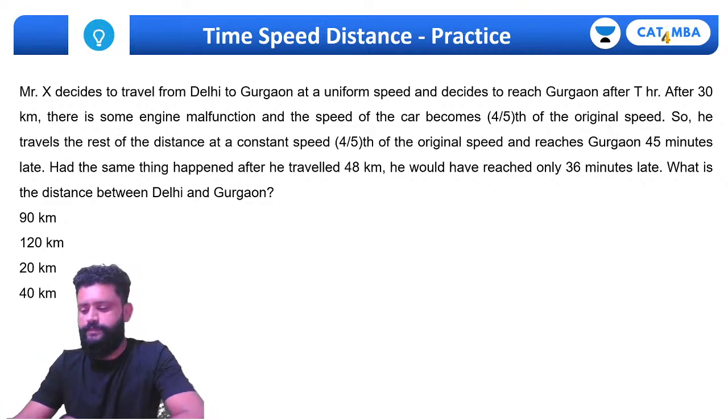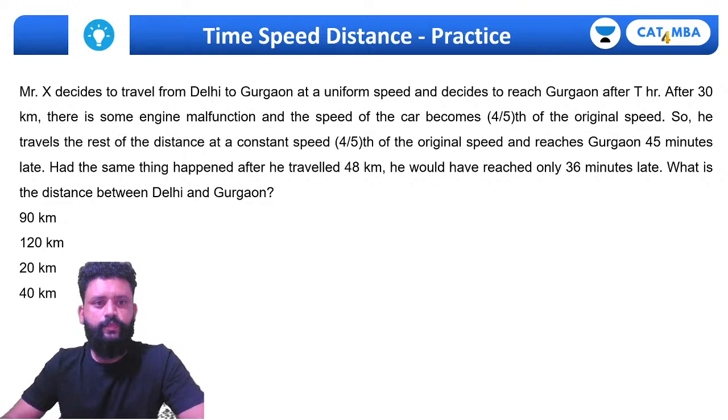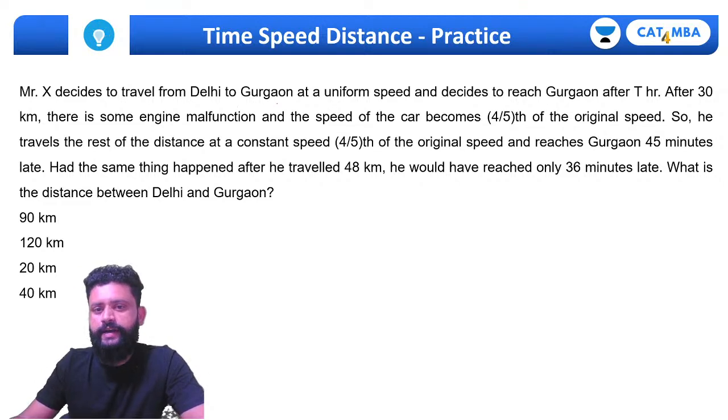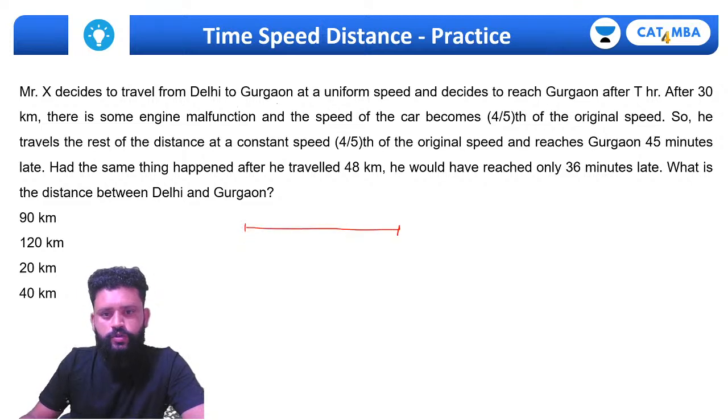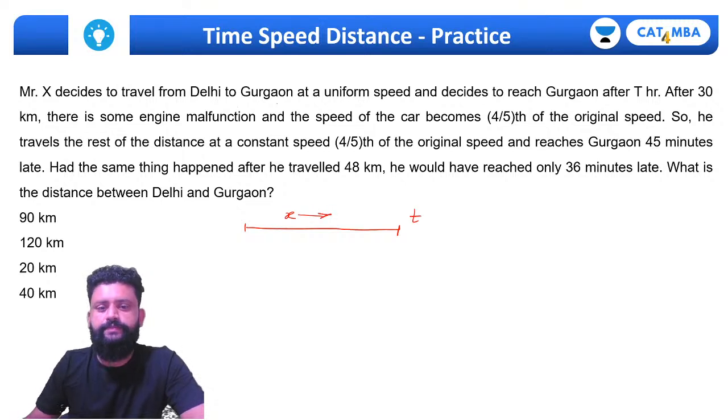Let's try this question. Mr. X decides to travel from Delhi to Gurgaon at a uniform speed. So let's say his speed is x and it requires time t.